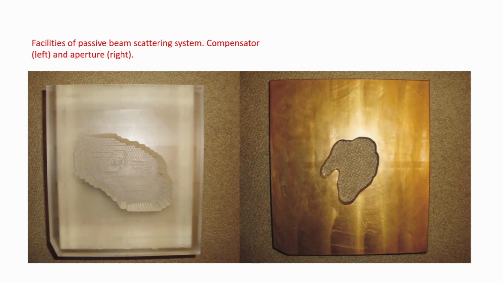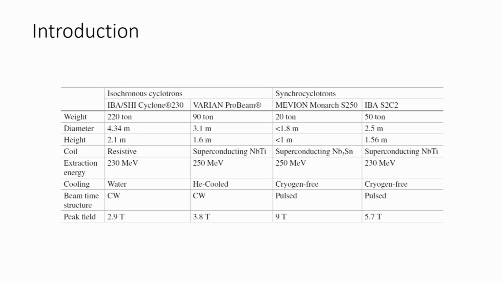Here you can see a facility with a passive beam scattering system, with the compensator on the left side and the aperture on the right side. In a passive scanning system there is a role for the ridge filter and a role for the compensator. On the left side is a ridge filter, or rotating modulated wheel type filter, and the other is a compensating filter, which gives a homogeneous dose distribution.